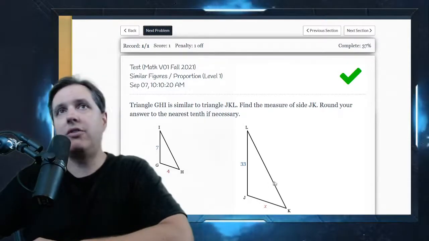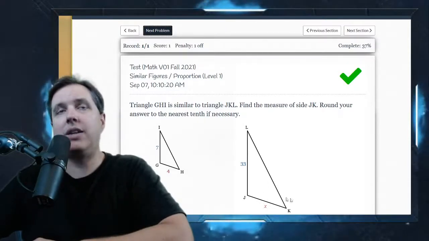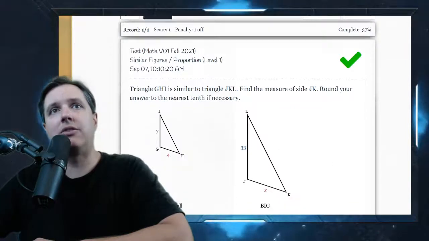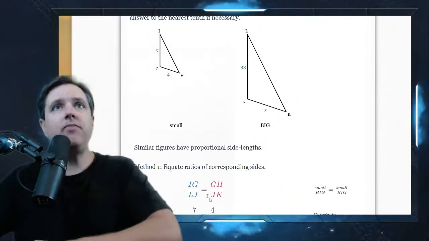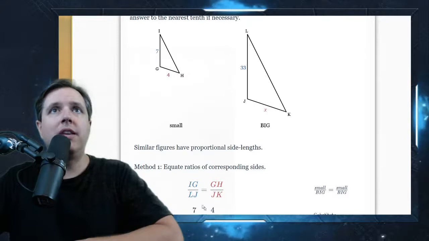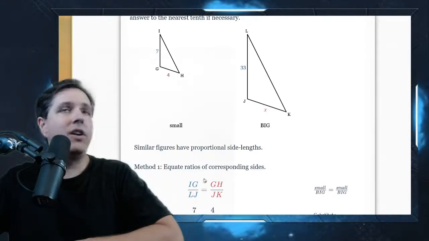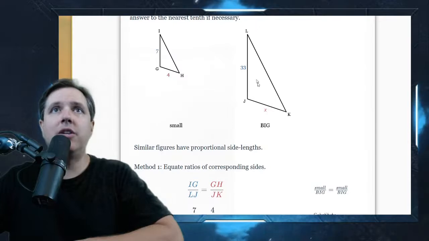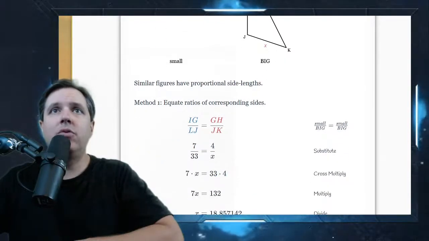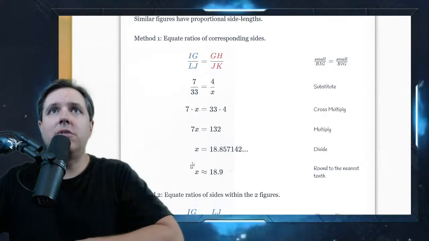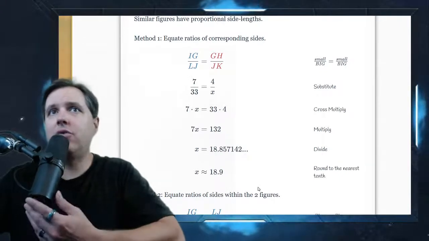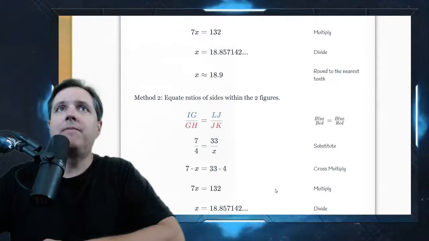They say round to the nearest tenth. I rounded to 18.9, and that was the correct answer here. So you're just setting it up. See how they've got IG on the numerator. That's this left one. And then over here, GH, that's the left one on the big triangle. And we're just doing it in the right order. Go through, get this, which is about 18.9. Then you answer your question.